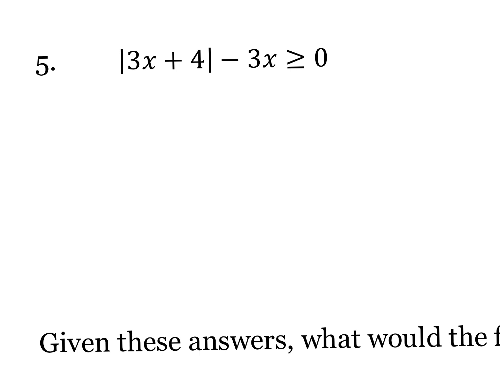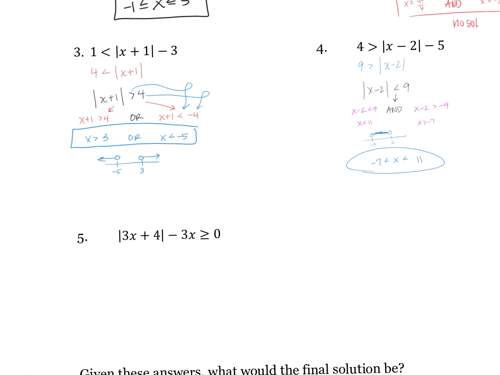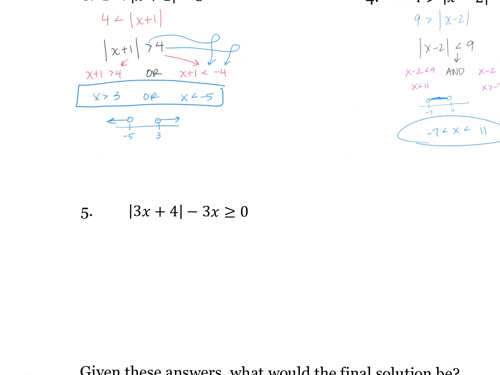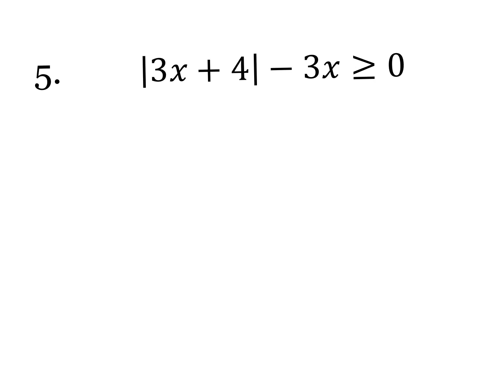What do we do first? What's our first step always been? Isolate the absolute value. Thank you, Brody. Well said. He said isolate that absolute value. How would I do that here? Add 3x. Yeah, and I know people get nervous about that 3x since it's got a variable, but don't be scared. We're going to just do what we do.